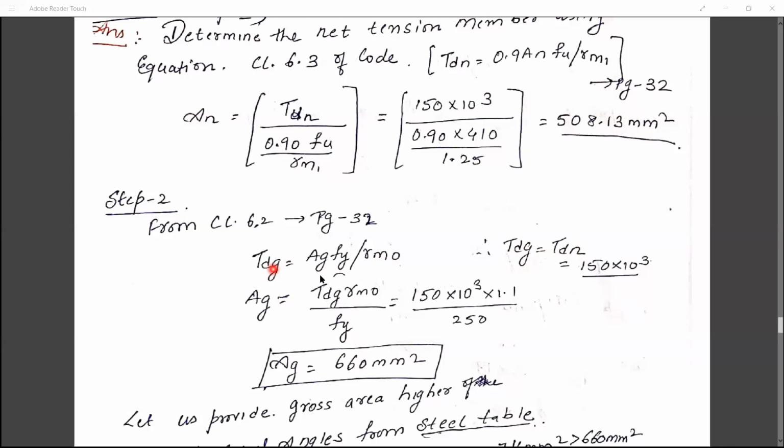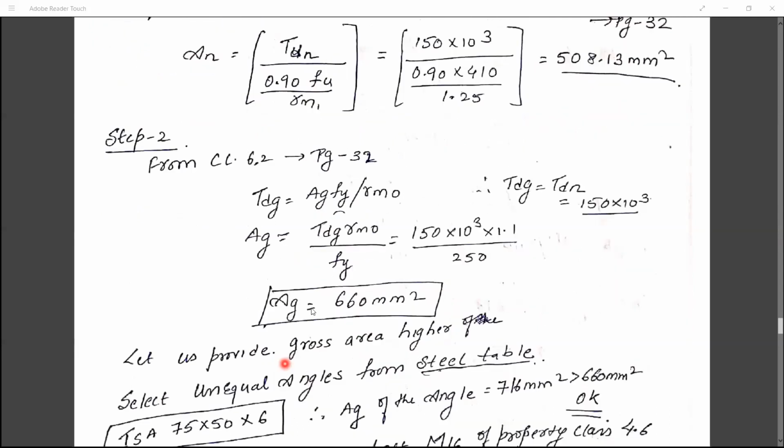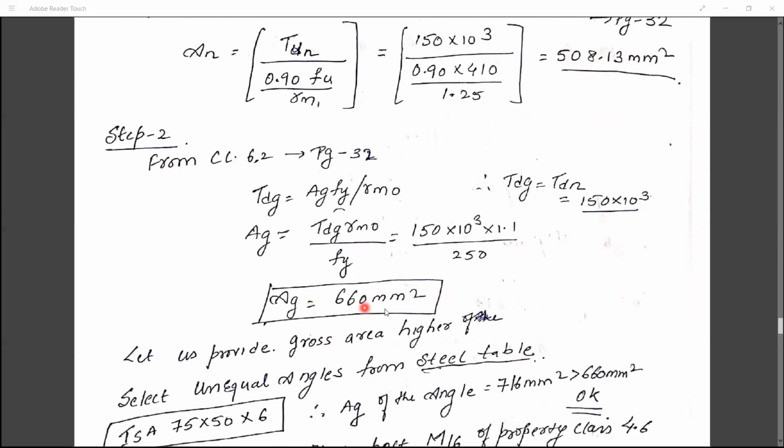So you need to take this Tdg into gamma m0 by fy. If you make your equation like this and substitute here, 150 kilonewtons into 1.1 is the partial safety factor divided by 250. Here you will get gross area as 660 mm square. Gross area 660 mm square.